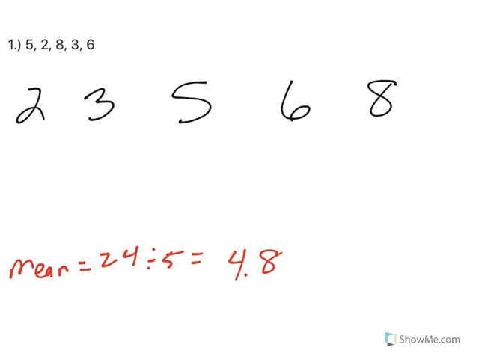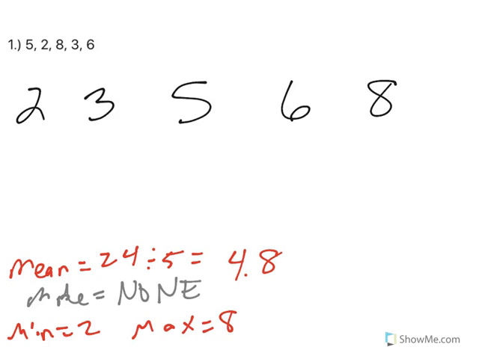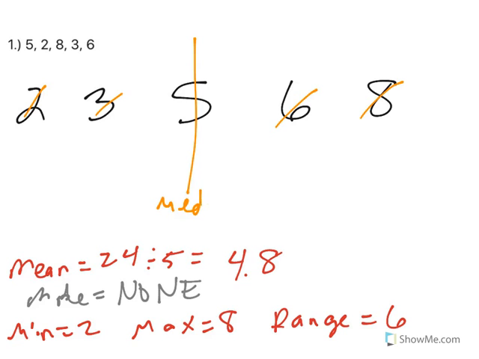Now, you can see that no number is here more than any other, so we would say there is no mode, or none. The minimum is 2, because it's the smallest number. The maximum is 8, because it's the biggest. The range is the difference between those, which in this case is 6. 8 minus 2 is 6. The only thing we have left is the median, the number in the middle. 5 is in the middle. So 5 is the median.